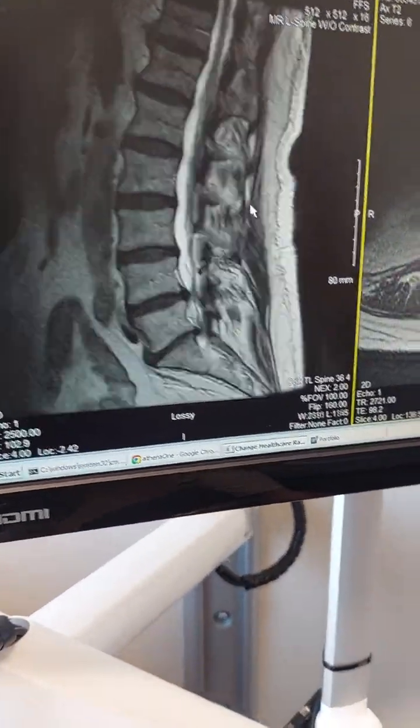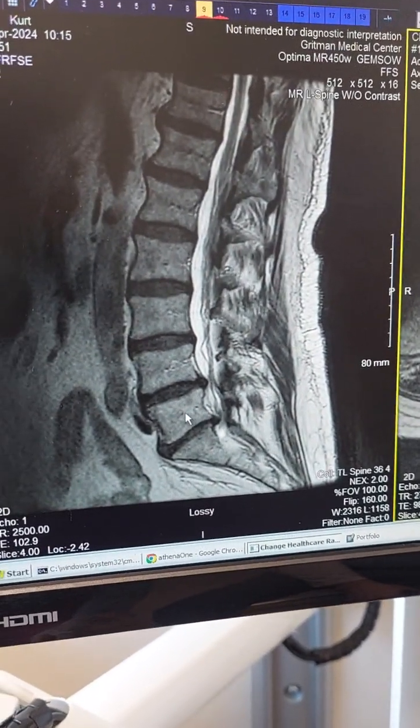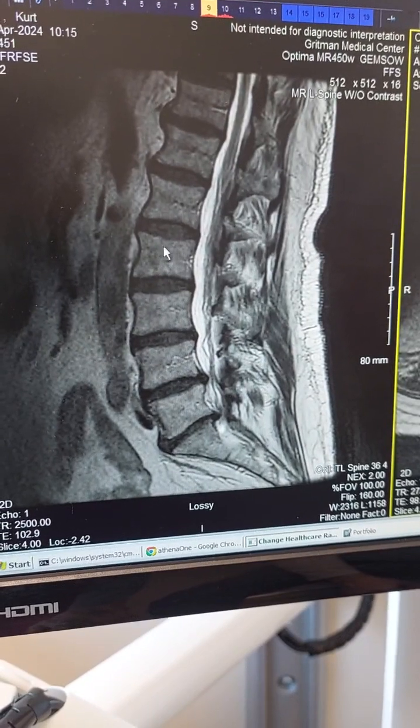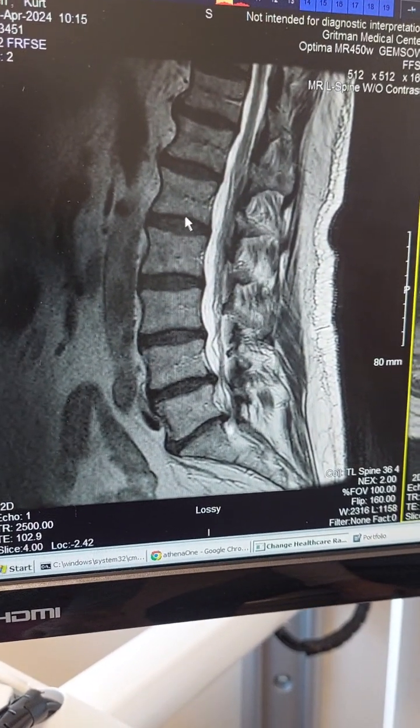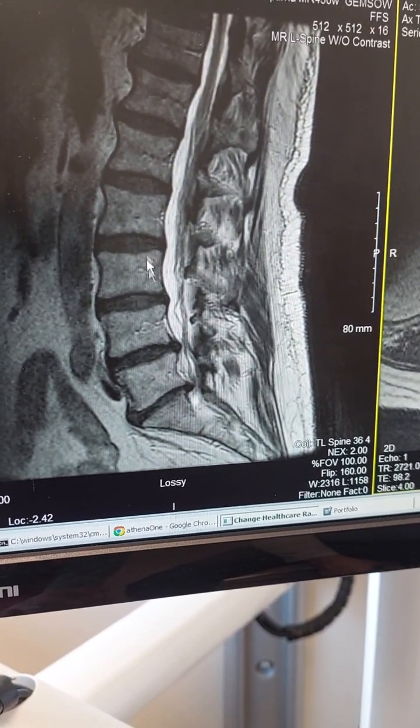So where are we? This is the lumbar spine. This is L5, 4, 3, 2, and 1. These are the vertebral bodies. These are the vertebral discs.